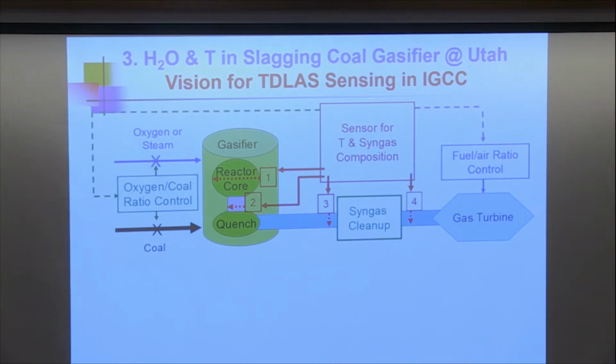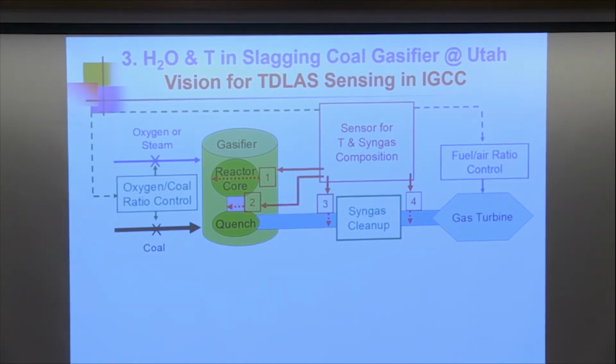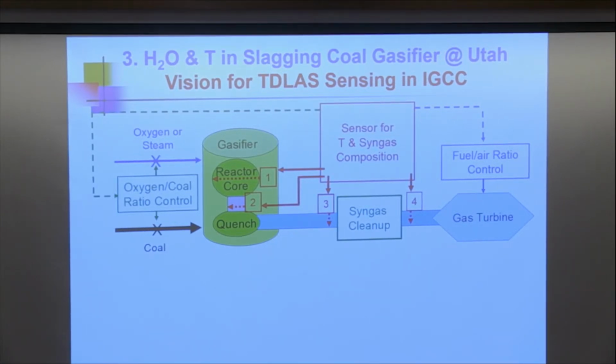For the most part, there were four regions in this. This is a schematic of a reactor. I'll show you another one in a minute. This is inside the reactor and at the exit of the reactor, and before and after the cleanup of the syngas, where they removed some stuff. So we wanted to use diode laser sensing there.